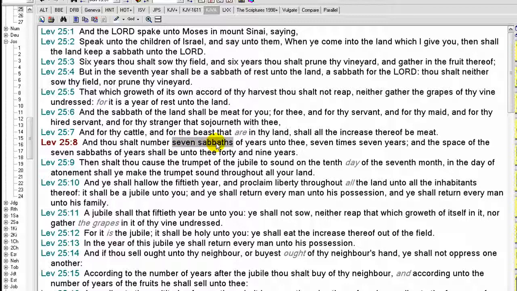7 times 7. So this is not speaking of a weekly Sabbath, nor even a yearly Sabbath. These aren't even feast days at all that it's speaking of, but it's referred to as Sabbaths. These are intermissions in time. So this should easily be understood right now.